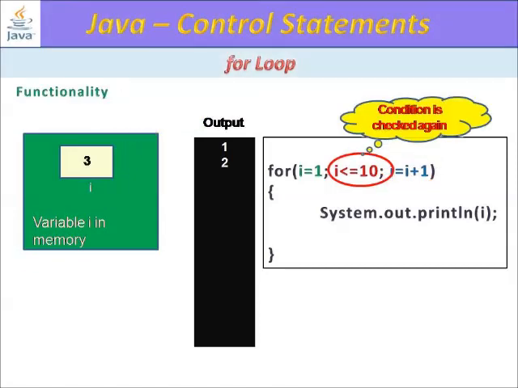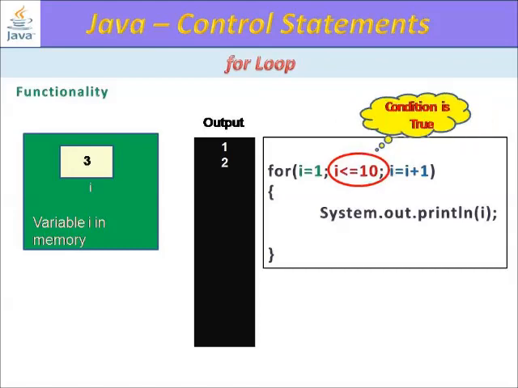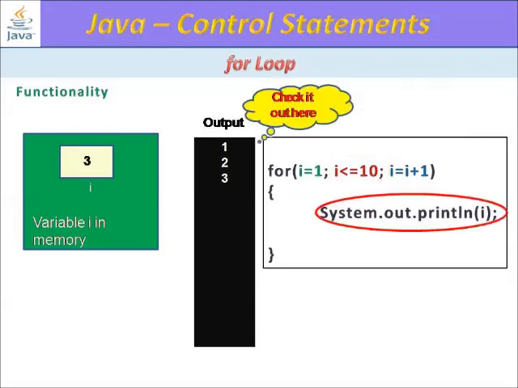Now the current value of I is equal to 3. Again we are checking the condition 3 less than or equal to 10. Yes, the condition is true. When the condition is true, what happens? Immediately it executes the statements in the curly braces. So it is going to print the value of I. You can see that on the output screen 3 is printed, right?